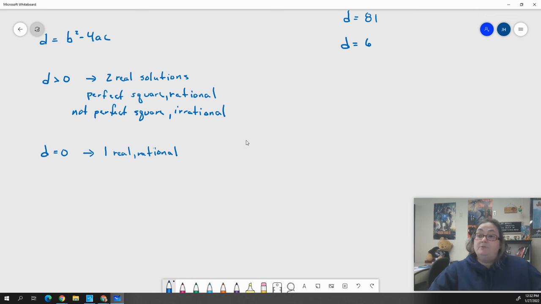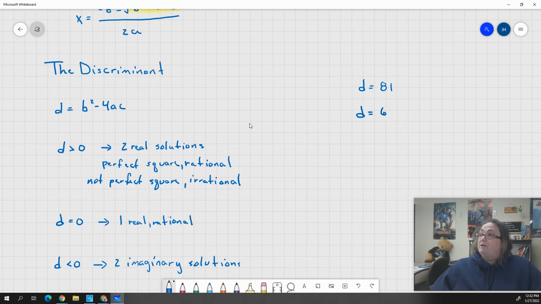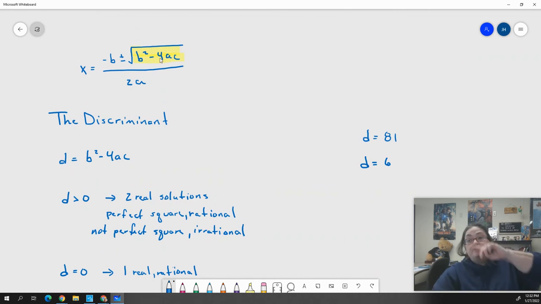So we've done what happens when the discriminant is greater than 0, and we've done what happens when the discriminant is 0. So our last bit is what happens when the discriminant is less than 0. So positive numbers, 0, or a negative number, right? When it is a negative number, we wind up with two imaginary solutions. And if you think about that in terms of where we're getting the discriminant, we are getting the discriminant from what's under the square root in the quadratic formula, right?